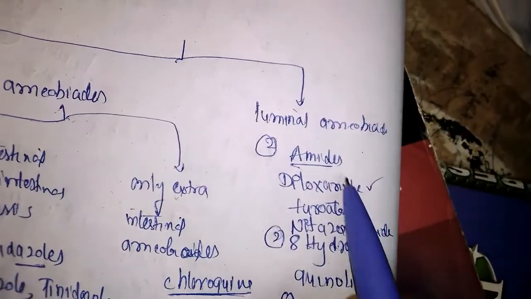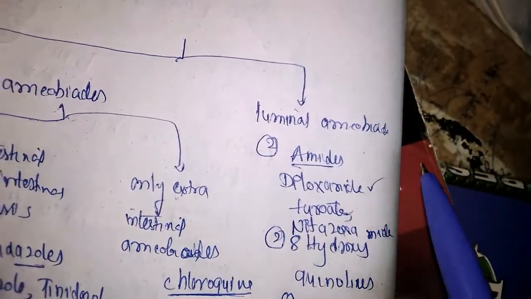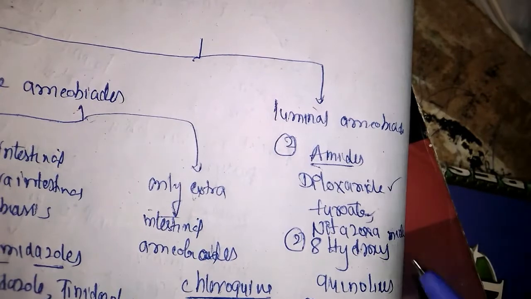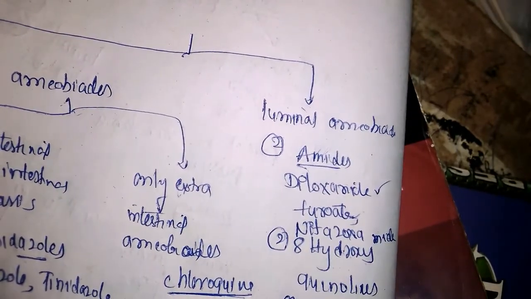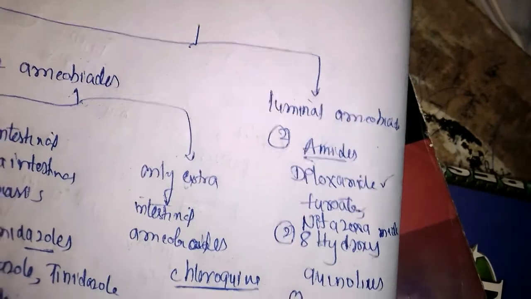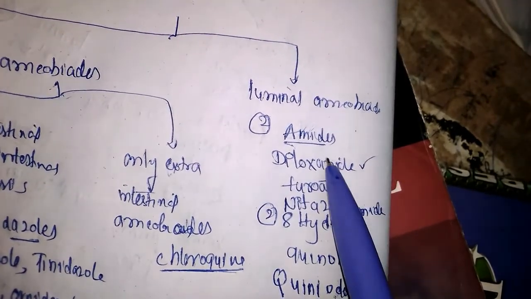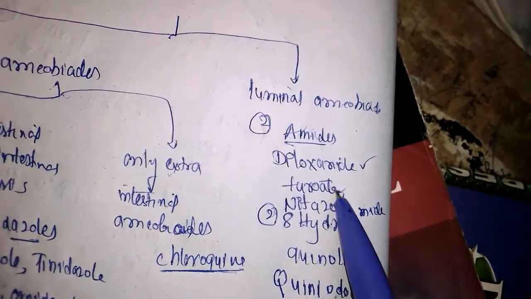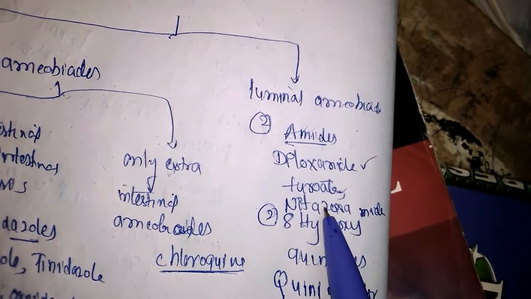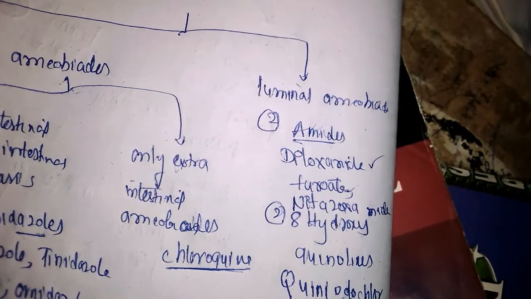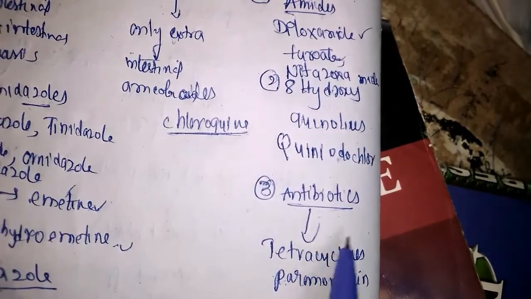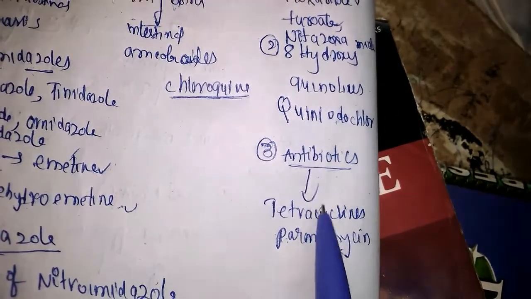And coming to the luminal amoebicides, we have mainly three groups of drugs. One is amides, another is 8-hydroxyquinolines, and one more is antibiotics. Coming to amides, we have diloxanide furoate and nitazoxanide. In 8-hydroxyquinolines, we have a single drug, iodoquinol. Then coming to antibiotics, we have mainly tetracyclines and paromomycin.